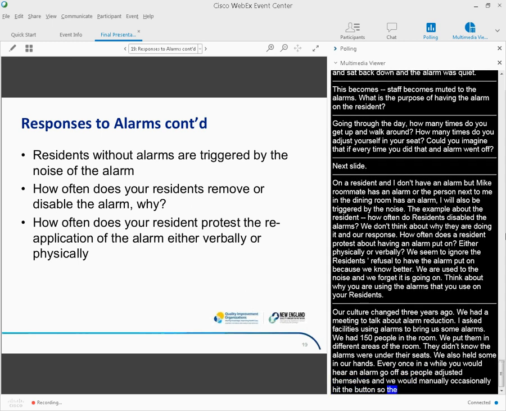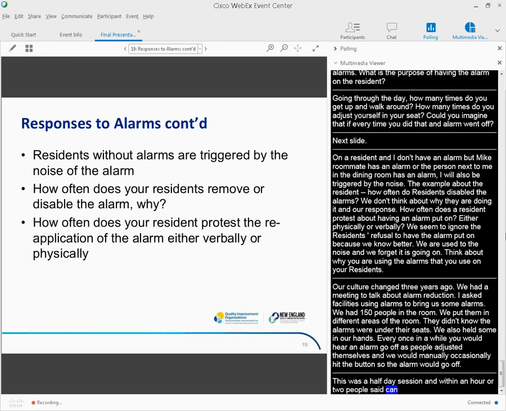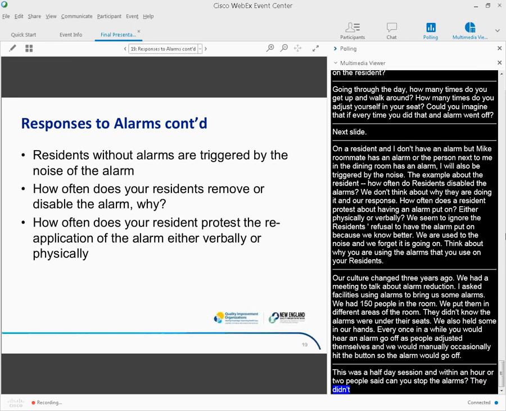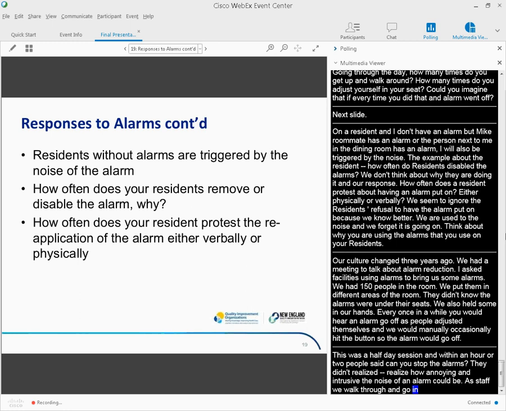Within an hour or two of the conference, people actually came to us and said, can you please stop with the alarms? We had administrators and directors of nursing in the room, and they never realized how annoying and truly intrusive the noise of an alarm could be. Because we as staff walk through, we go in and out, but our residents are living with this 24 hours a day, 7 days a week.